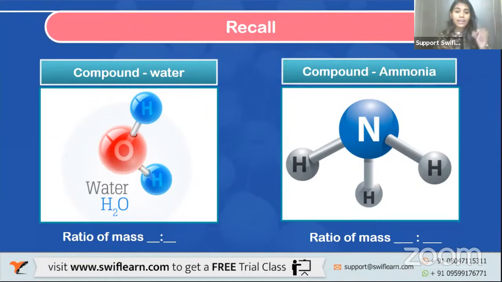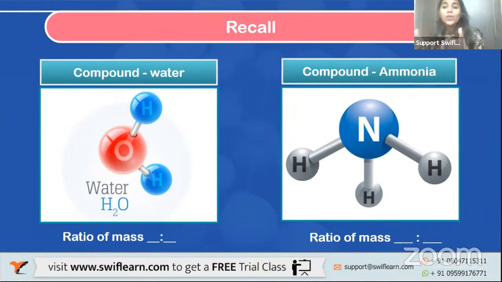Well, we found out that a water molecule has 2 hydrogen atoms and 1 oxygen atom. First, we need to know the mass of hydrogen and the mass of oxygen. So we know that the mass of hydrogen is 1, and there are 2 hydrogen atoms, so 2 into 1 is equal to 2. So the mass of hydrogen in a water molecule would be 2, and coming to oxygen, the mass is 16. So the ratio is 2:16. Now when we simplify this, we will get 1:8.